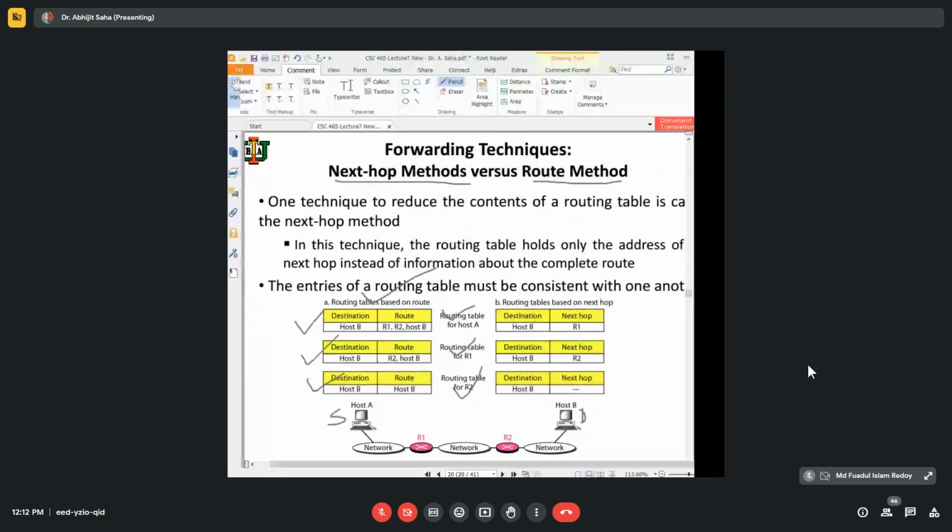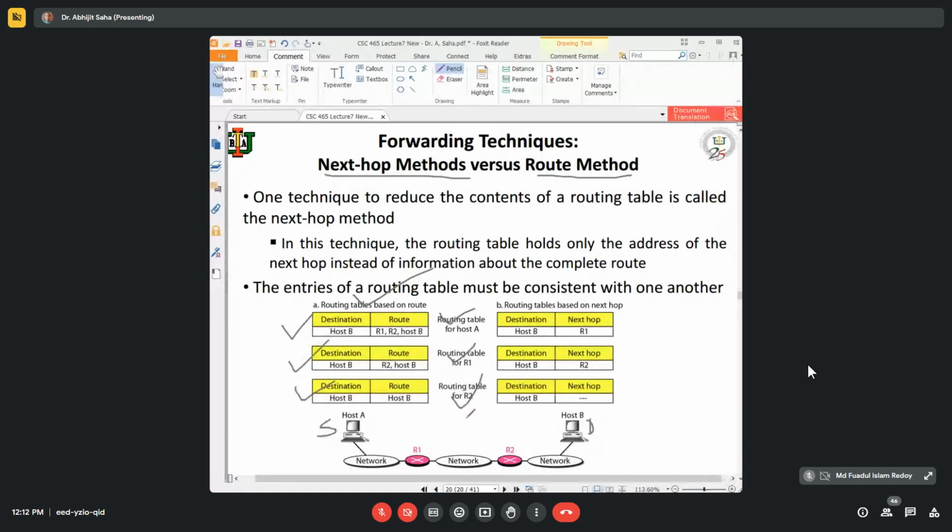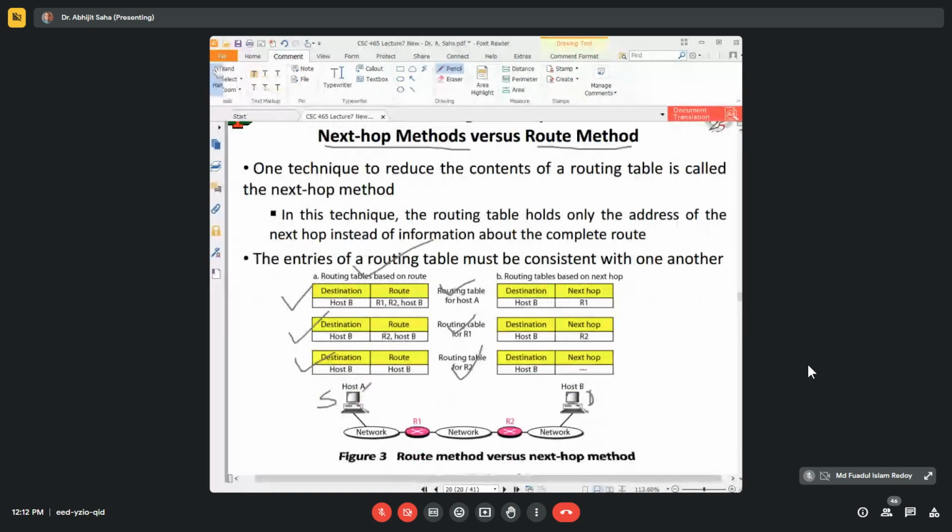To overcome this problem, we have the next hop method. In the next hop method, the node does not need to keep the whole record of the path for going from the source to the destination, host A to B. Instead, for node A in the table, it keeps the destination as host B and the next node as R1. So it only keeps the next hop information in the routing table. That is why it is called the next hop method.